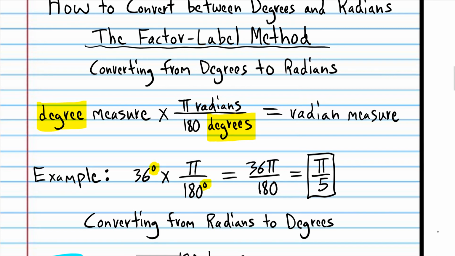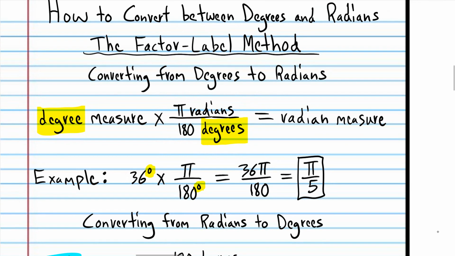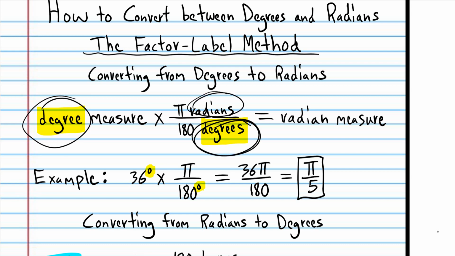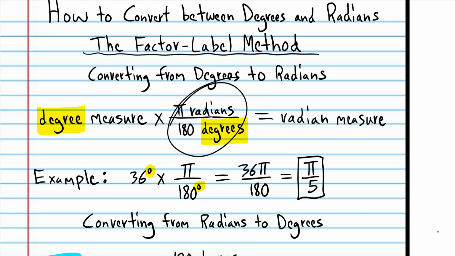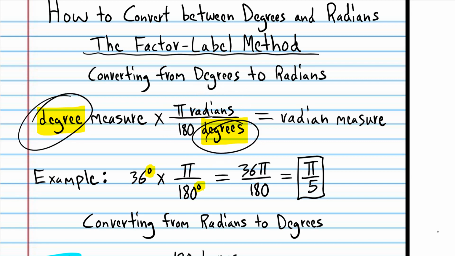So this is considered to be a factor conversion. And notice that we're labeling everything. We're labeling with degrees and radians. That's why it's called the factor label method.